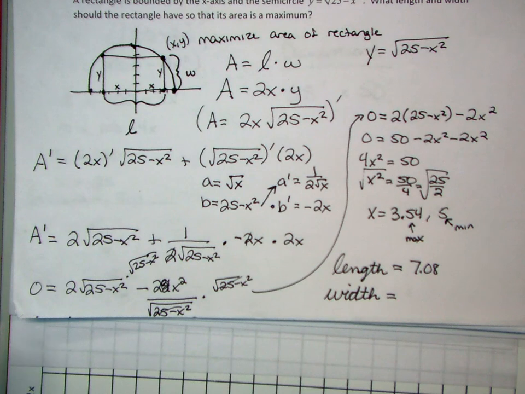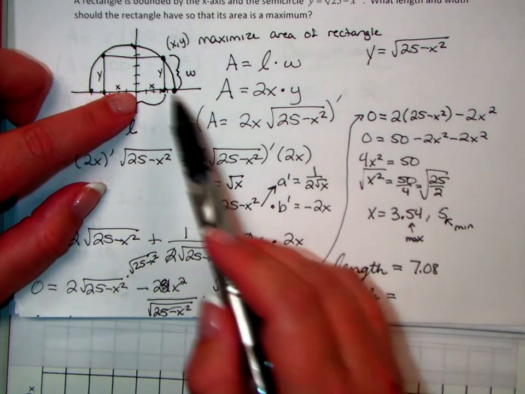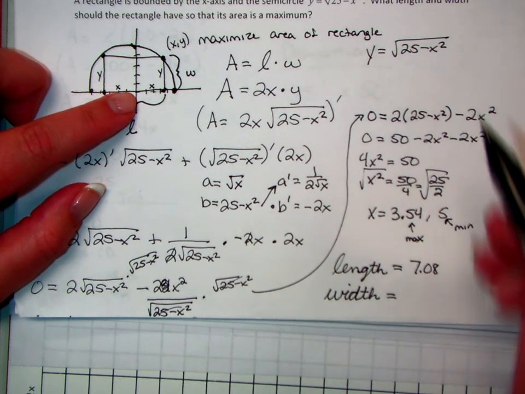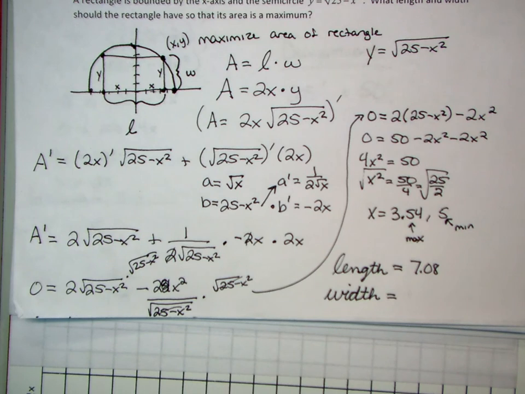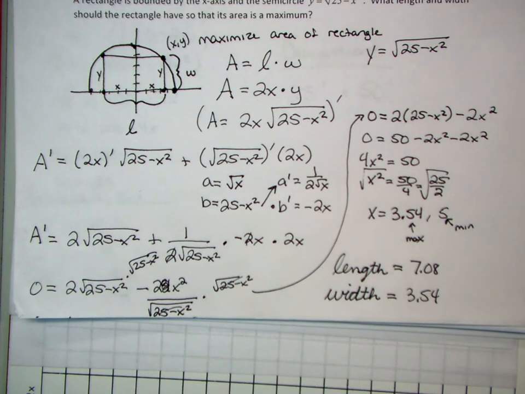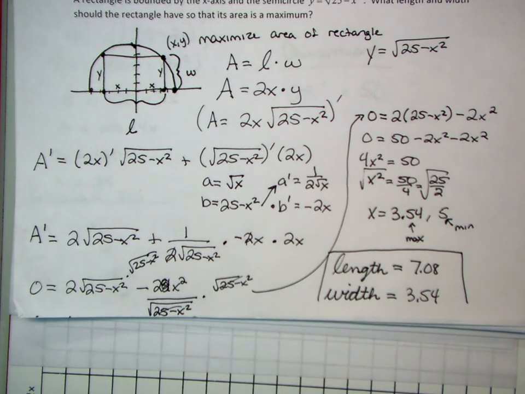And what's the width? Well, if I plug in, the width is y, right? So I just want to plug in 3.54 here, okay? And so the square root of 25 minus 3.54 squared gets me 3.54. All right, so the length is basically twice the width, all right? And that's going to maximize the area of our rectangle, right?